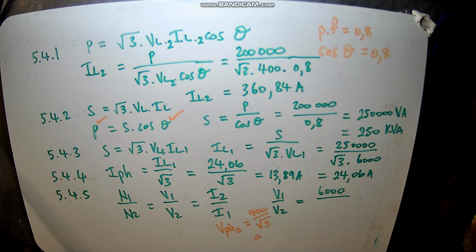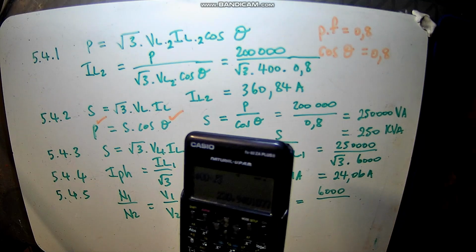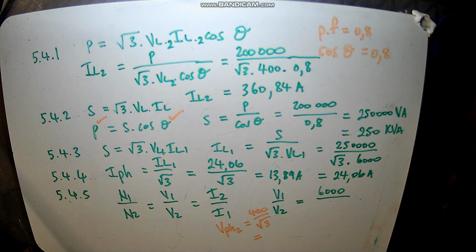So 400 divided by root 3 on my calculator will give me, we can't really see that on the screen, but anyway, 230,94. Right, and that's in volts. So both those values are volts, but do note that there's no unit on the transformation ratio. It's practically just a ratio. So the ratio there is 25,98 is to 1. And we can round it off and make it 26 is to 1. Okay, and that is the first question that we did.